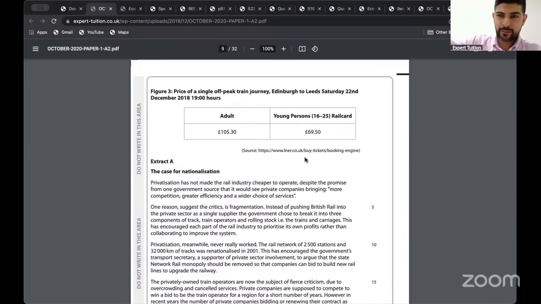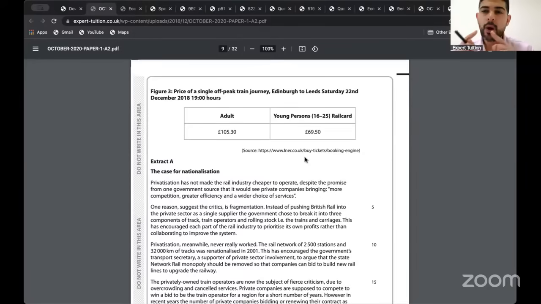Now, how do we develop that in a bit more detail? The way we develop it in more detail is by saying that price discrimination allows the firm, the rail company, to charge lower prices for young persons of £69.50. And this is highly beneficial because it means that those people are going to be more geographically mobile. Do you agree that you can now move from, let's say, in this case, Edinburgh to Leeds or Leeds to Edinburgh more quickly and more easily because it's cheaper for you to afford a rail card or the ticket, right?